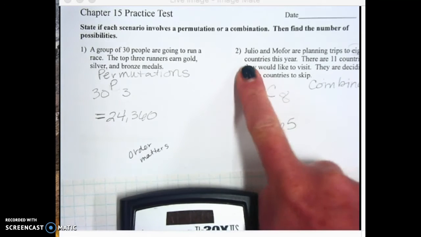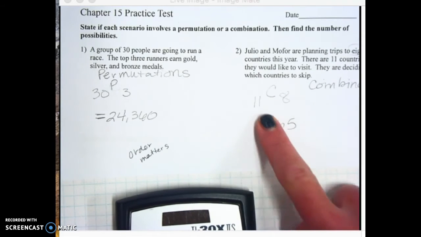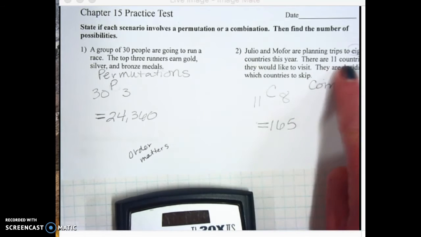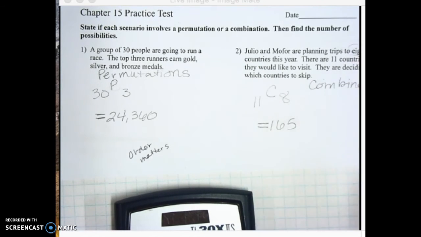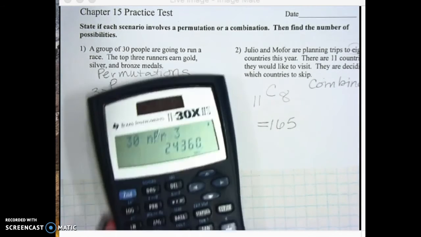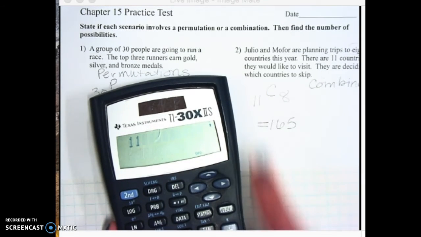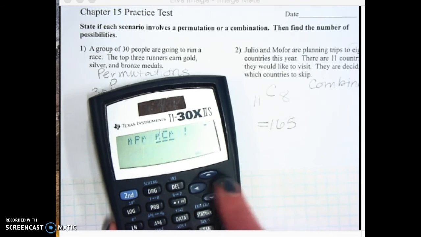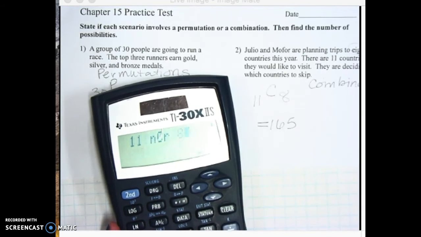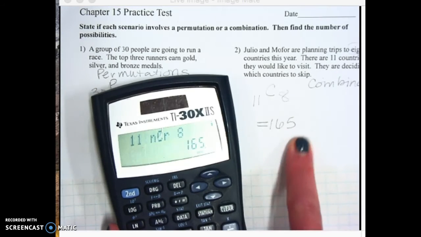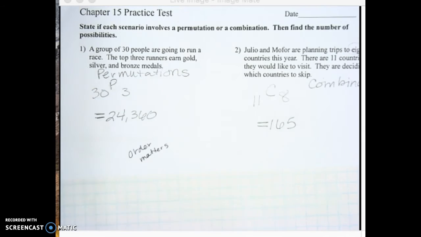All right, so obviously number 2 is a combination. So you're going to do the 11 countries. They're going to visit 8, and it doesn't really matter what order. So again, you can type it in your calculator, type the 11, go to the probability button, arrow over to the combinations, select it, and then 8 countries, hit equals. You should get 165.